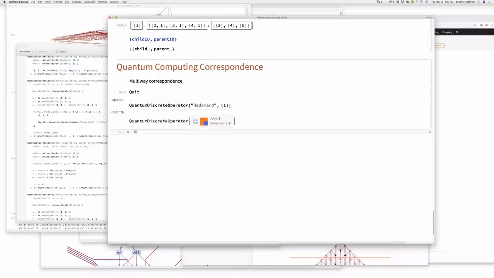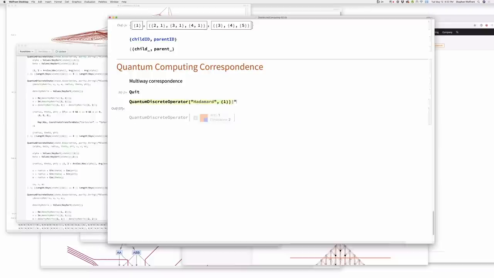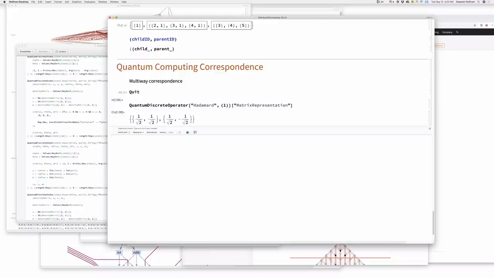Okay. And so now can I turn that into an actual matrix or something? Yep. Matrix representation. Okay. One Hadamard gate. All right. Now, given this Hadamard gate, what is the multi-way graph that corresponds to that Hadamard gate?